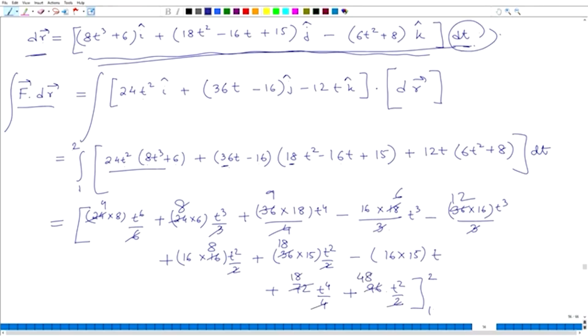48. So if you do everything and calculate very carefully, you should get the total answer to be equal to 4134 units. So that is the work done by the system. And look, this is having a positive value.